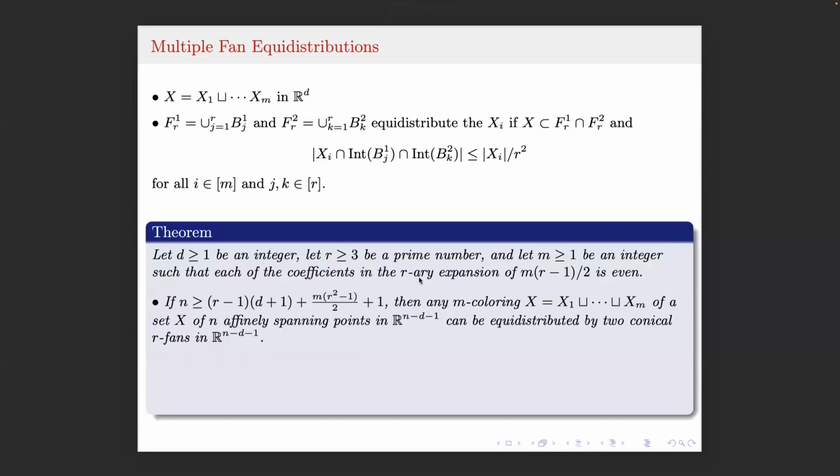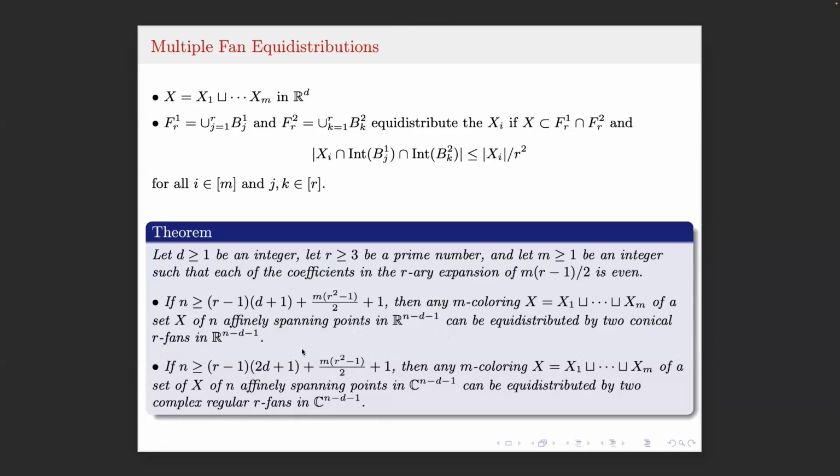So then under the exact same sort of assumptions as in the Sarkaria situation, we can say, yeah, if n is sufficiently large, namely this large, and we have an m-coloring of an affinely spanning point set, then it can be equidistributed by two conical R fans. And likewise in the complex setting, we have the same thing.